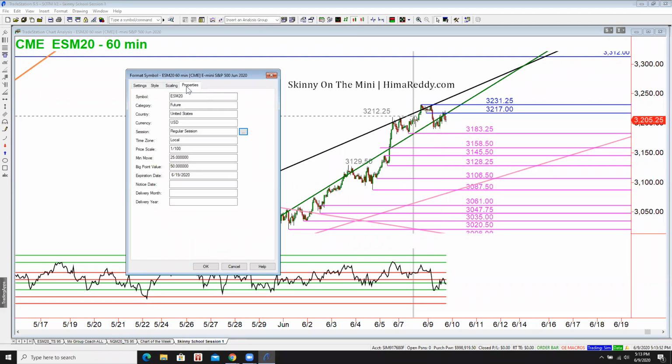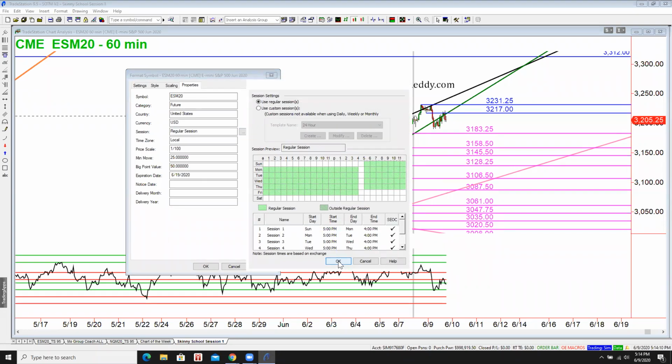Now in the Properties tab, we want to go to the session. So that's right here. And see how it says regular session? That's what I want. If you click the three dots here, it explains what this means. This is very important because this is why my data looks the way it does. And yes, different softwares may plot the ES differently, but if you align your time markers to mine, you really should have no difference because the price is the price is the price.